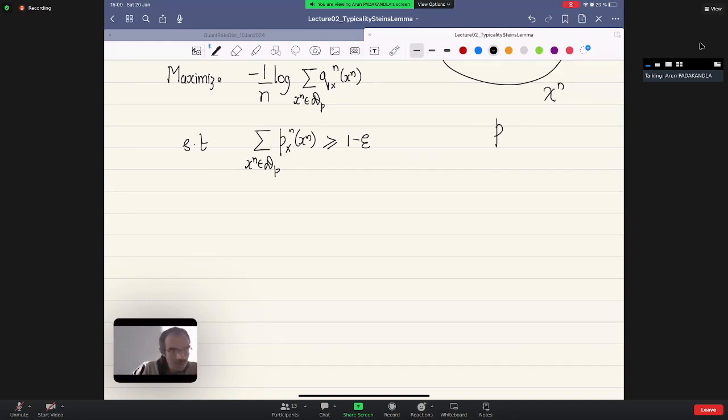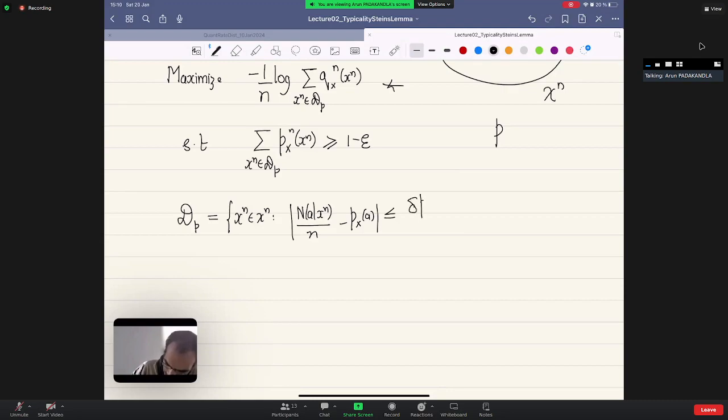I will go and do what I did previously. Now you see why that typical set is important. So we'll define D_P, and we will characterize the rate at which it falls, and we will show that it is the best you can get. That kind of answers the question one of you asked previously. So D_P is the set of all those x^n such that |N(a | x^n)/n minus P_X(a)| is less than or equal to delta P_X(a) divided by log of the cardinality of X, for all a belonging to X. So this is my set.